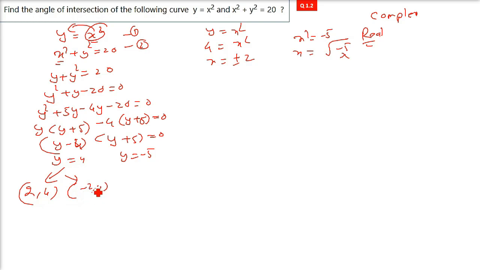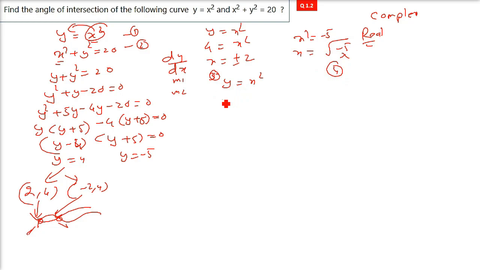So we have to find out the slope of the tangent. In order to find the tangent, you have to find dy by dx, which is the slope. For the first curve it will be m1, for the second curve it will be m2. I am talking about two curves which are intersecting at 2 points here. One point is 2, 4, one point is negative 2, 4. We will try to find the slopes of the tangents here, and then find the angle between them. So I am differentiating the first one. The first equation, of the first curve, is y is equal to x square. The second one is x square plus y square equals 20. Differentiating, dy by dx will be equal to 2x. Here we have x square plus y square equals 20.